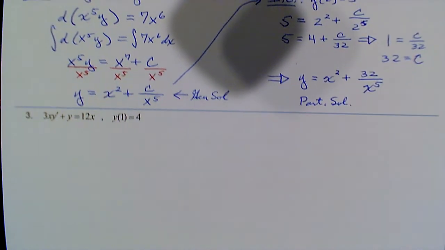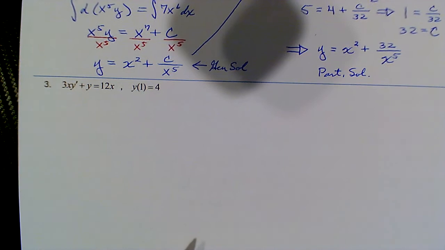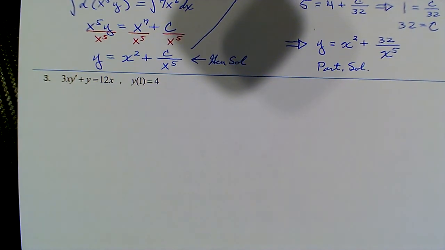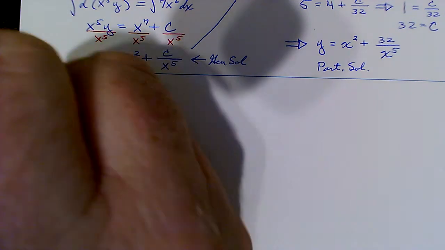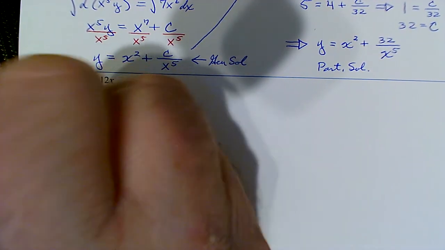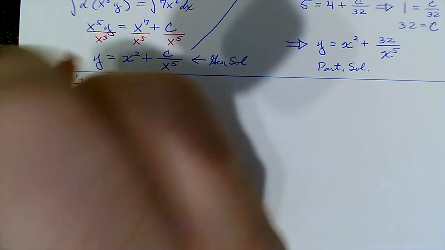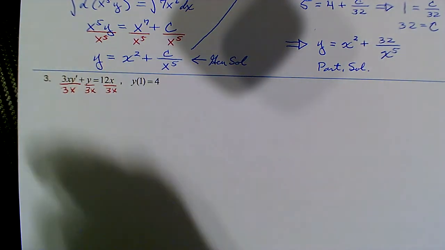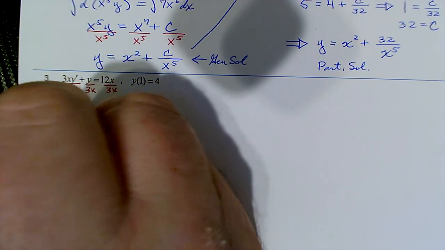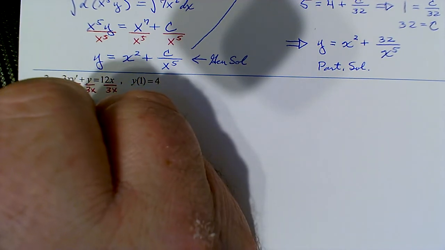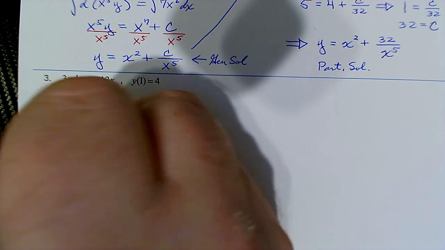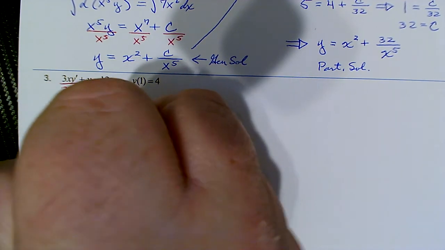Okay, continuing, we again see an example that requires us to fit the standard form first by dividing everything by 3x. So we get y prime plus 1 over 3x times y equaling 4.